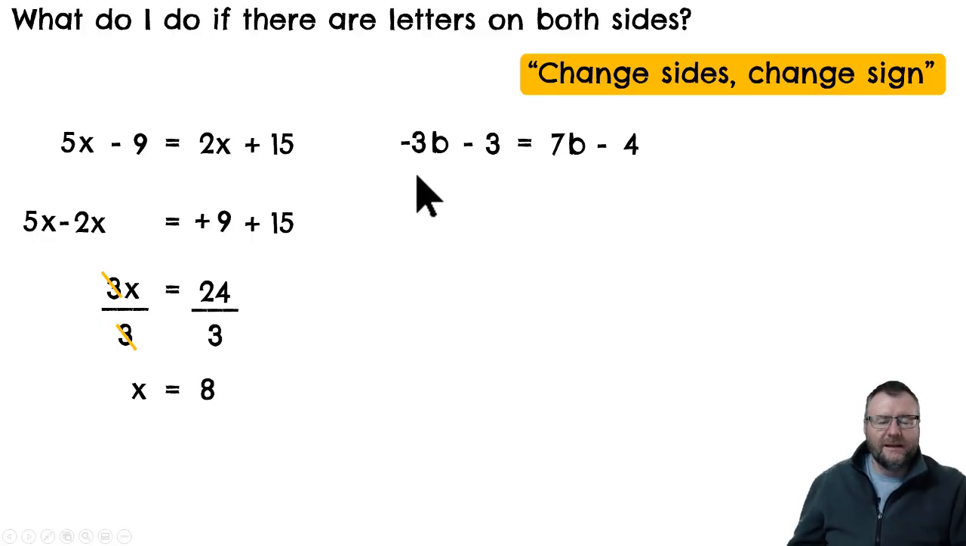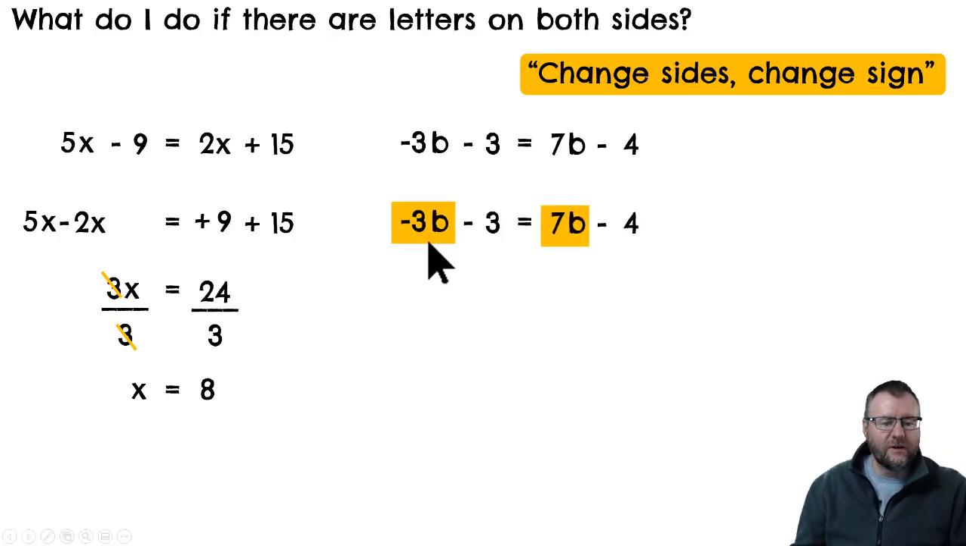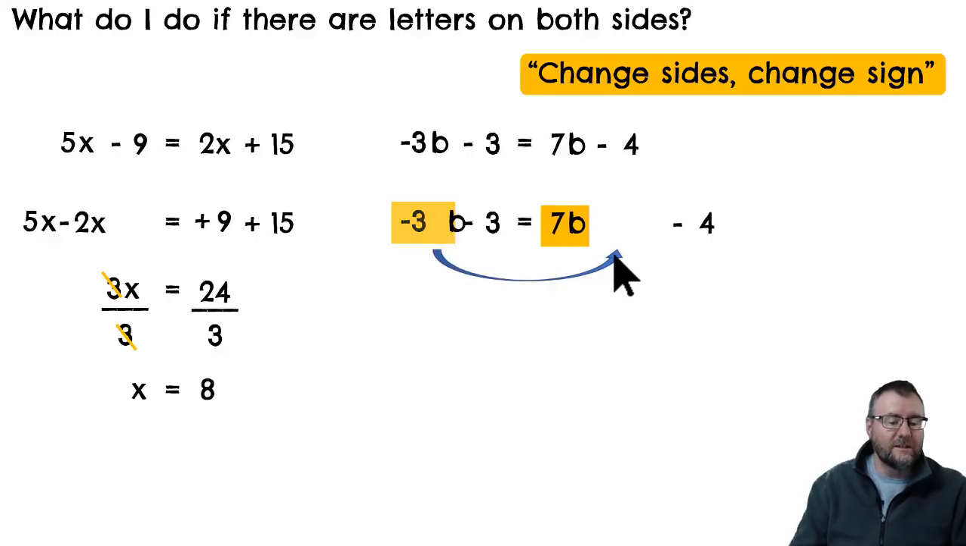But my way says, look, I'm just going to find which is the smallest one, and that's the one I'm going to drag. So negative 3b is a smaller number than 7b, because remember, negative numbers are small numbers. So I'm going to take that negative 3b and drag it across to the other side. When I change sides, I change sign, it becomes a positive 3b.